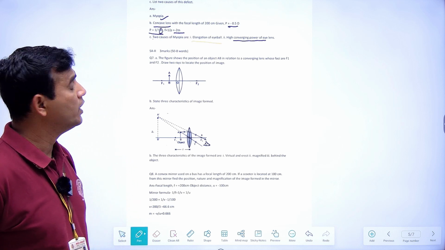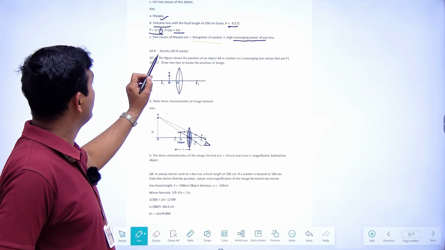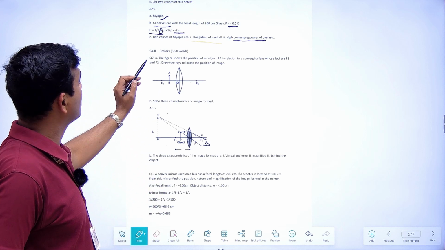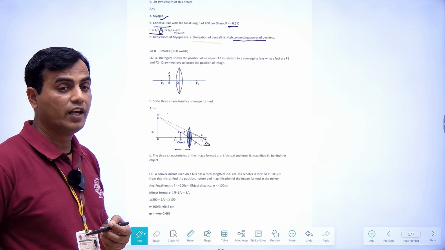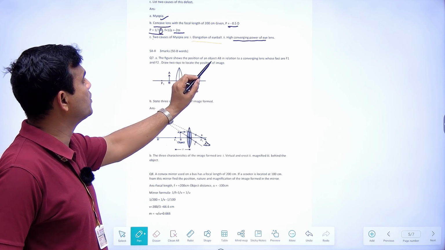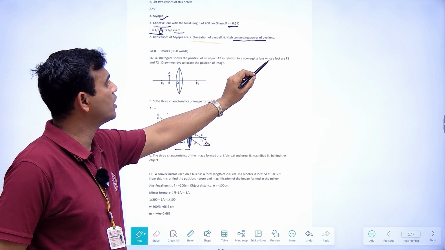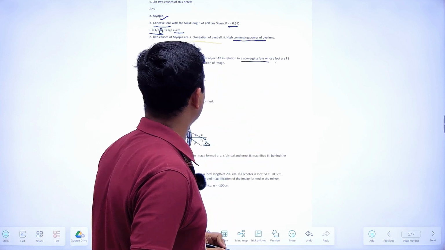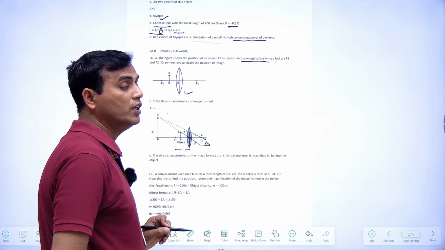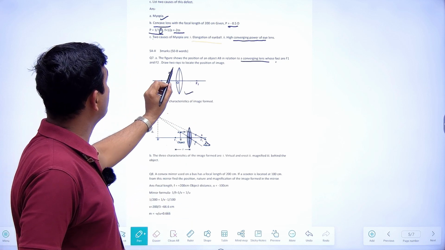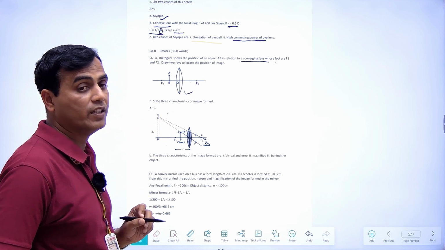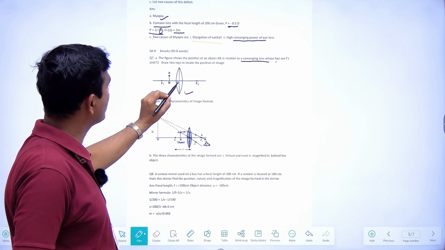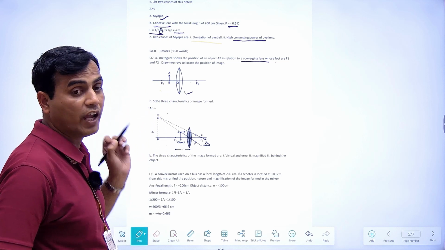Now we come to Essay second part. Here we include 3-mark questions from different portions. The first one is from Light, Reflection and Refraction. The figure shows the position of an object AB in relation to a converging lens whose foci are f1 and f2. The diagram is given to us. Draw two rays to locate the position of the image. The object is given between the optical center and f1.